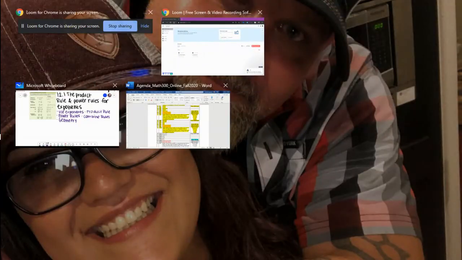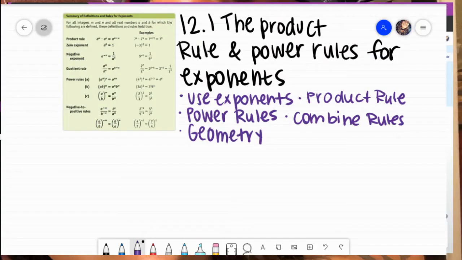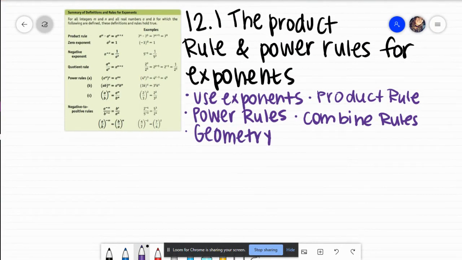Actually going to start exponent rules, which happens to be my favorite part of this course. For my PJC class, it is going to be 12.1. What we're going to look at is the product rule and power rules for exponents. So the first thing we're going to do is just a couple of examples explaining exponents.